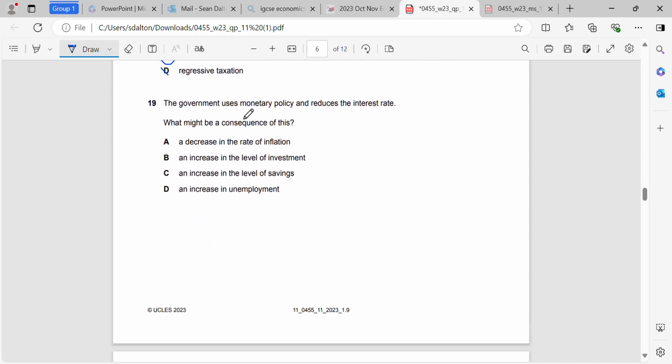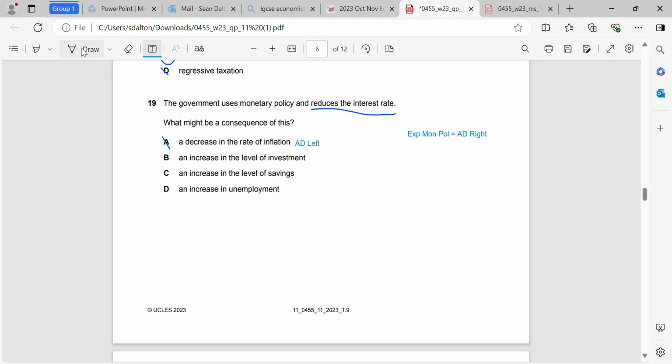Okay, government uses monetary policy and reduces the interest rate. Okay, first thing you need to consider here, if they're reducing the interest rate, what are they doing? They're using expansionary monetary policy. What does that mean? That means that AD goes to the right. Okay, so what would be the consequence of this? A decrease in the rate of inflation? Definitely not. Why? Because that would be AD moving left.